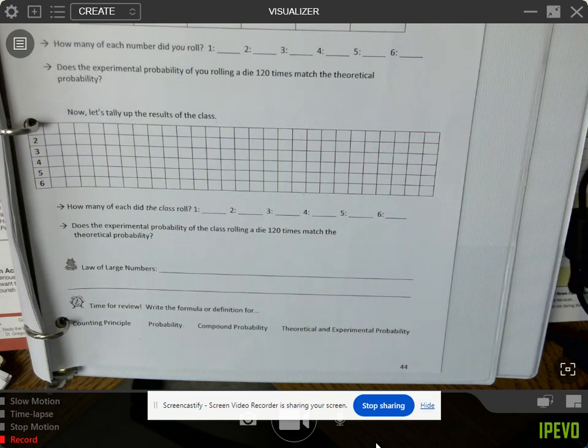So you rolled 120 times. How many times did you roll a 1? What's the probability of rolling that 1? So if you had 19 ones, what are we going to divide the 19 by? What are we dividing the 19 by? No. How many rolls were there altogether for you?